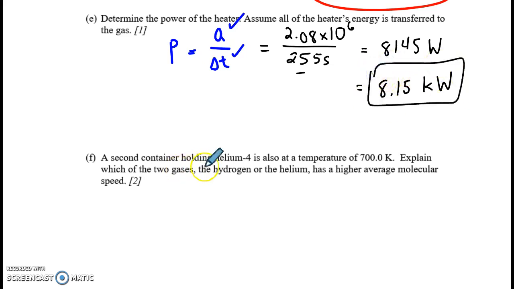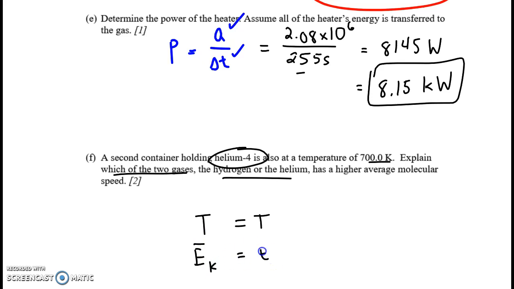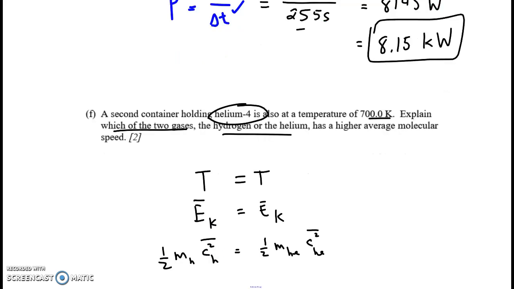Finally, part F. There's another container with helium-4 at the same temperature. Explain which of the gases, the hydrogen or helium, has a higher average molecular speed. If they're at the same temperature, then they have the same average kinetic energy. If helium-4 has a higher mass, then it must have a lower average speed to come to the same value on the left.